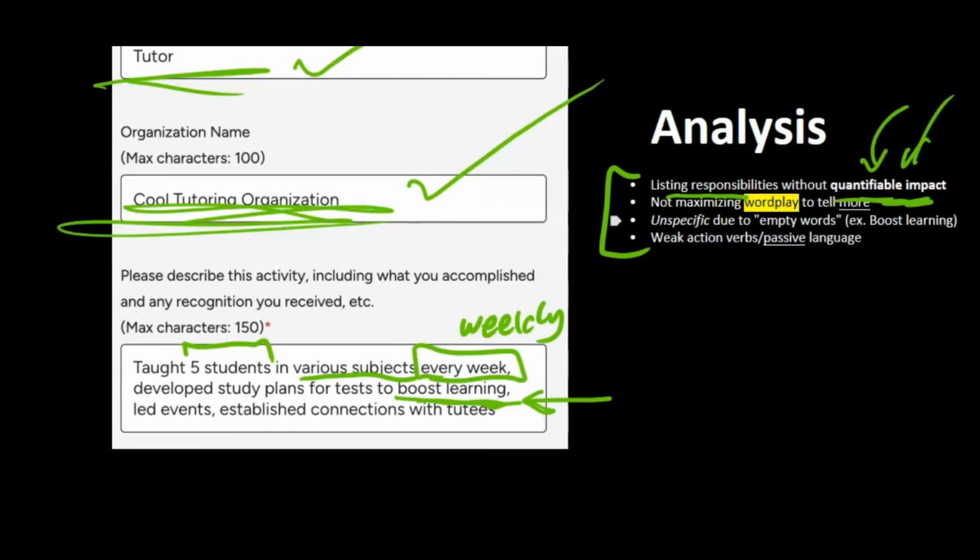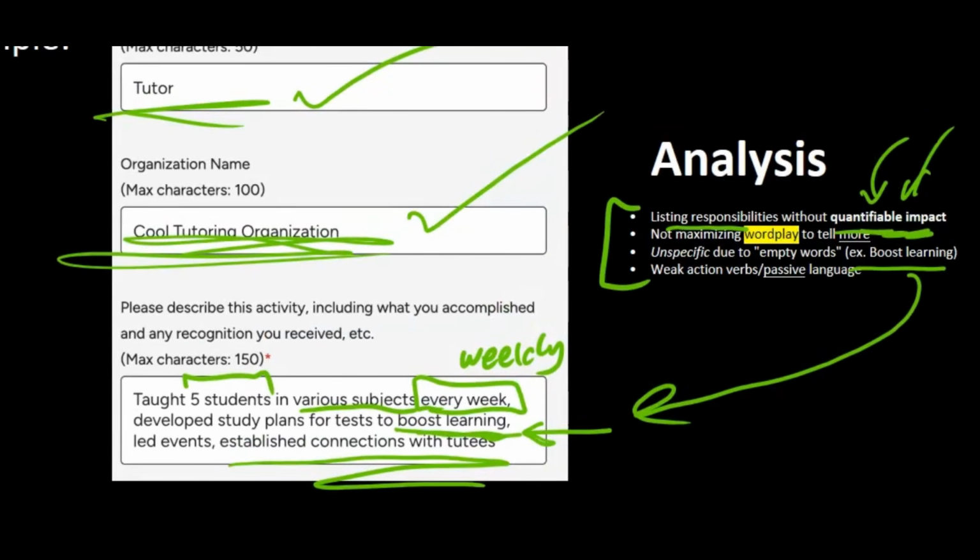You'll see it in bullet number 3: unspecific due to empty words or phrases, such as boost learning. You're not really conveying that much. Anybody can use a dictionary or go on Google and search up the impacts of developing study plans to boost learning. But I need actual evidence and fact that you boosted learning. So just saying boosted learning is not going to hold that much weight. That is very similar to established connections with 2 T's. If you were a tutor, establishing those connections would automatically come from that.